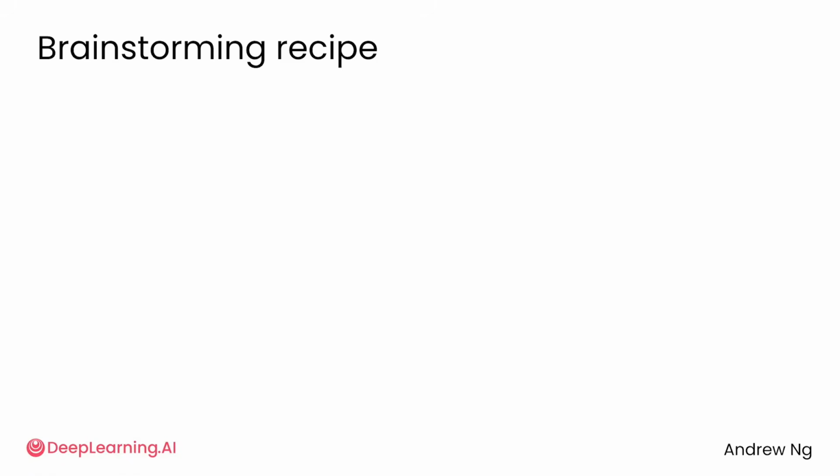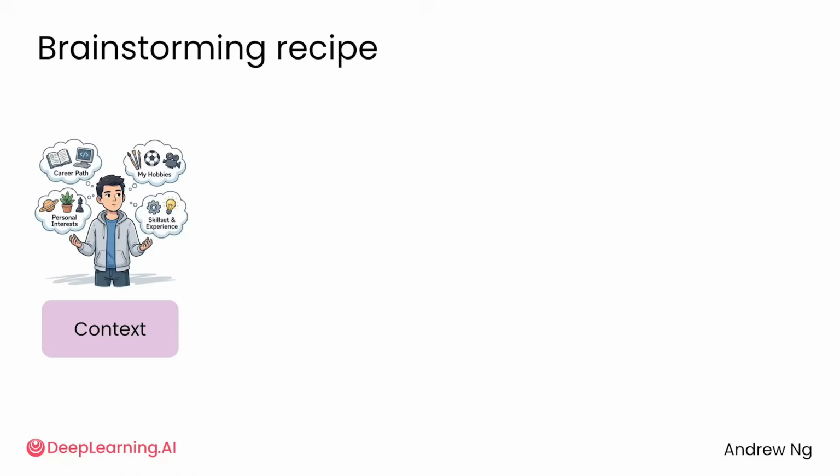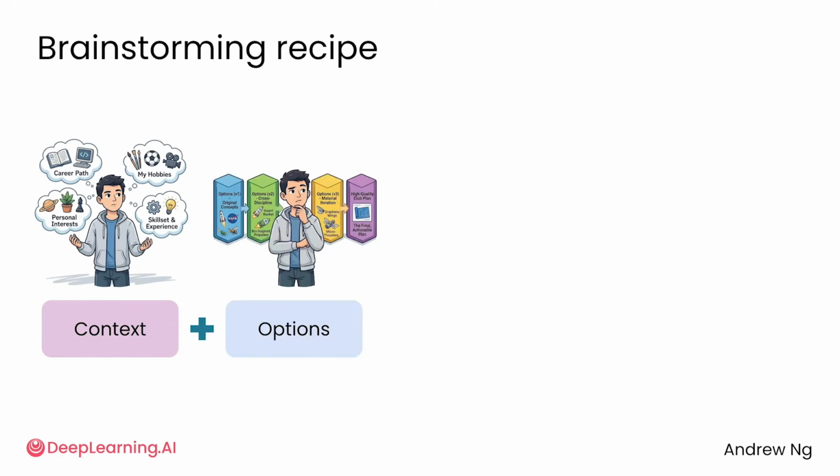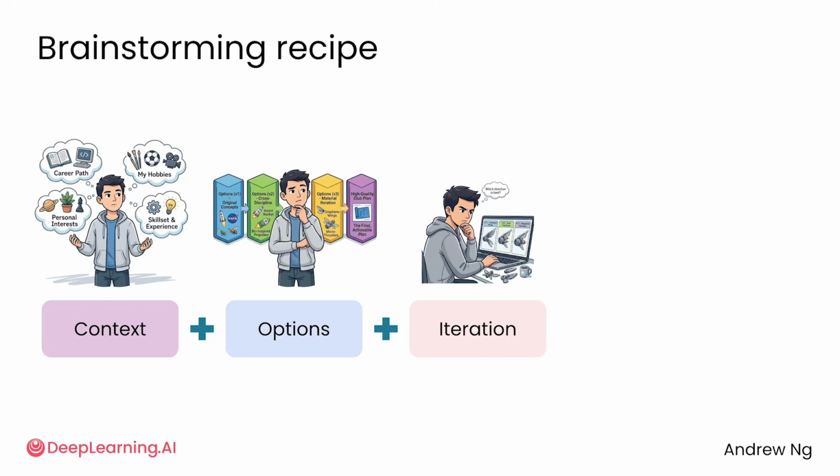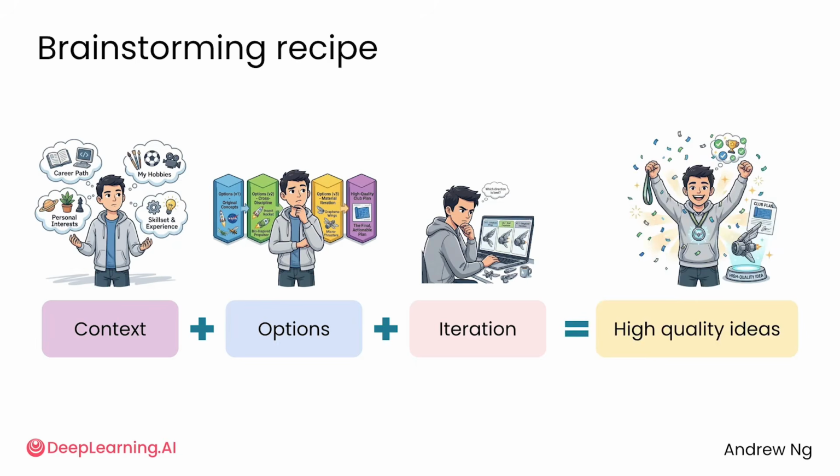To summarize, if you're brainstorming, consider giving AI as much of the relevant context as you can in advance, and then ask it for a handful of options. Then give it feedback on the different options and ask it for more options, and iterate multiple times. Get more options, get feedback, get more options, get feedback, and do that a few times until you have 1 or more ideas that you're satisfied with. If you follow this recipe for brainstorming, I think you'll find you get consistently more useful and creative ideas.